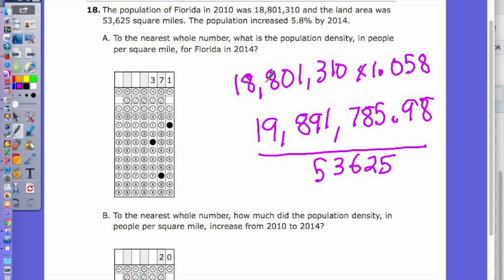So 18,801,310 divided by 53,625 is 351. That was the population density here. And here it's 371. So all you people who have moved here since 2010, go away because now we're more crowded. I was here since. Well, then you get to stay. Yeah, I was here for 5.